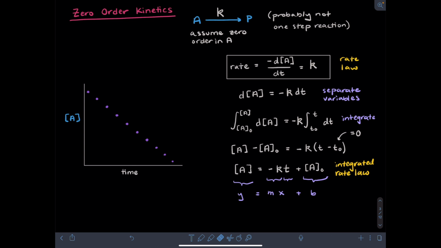If you looked at a graph of a reaction that is zero order in A, and you plotted the concentration of A with respect to time, your data would look something like this. The slope of this line is equal to negative of the rate constant k, and the y-intercept is your concentration of A at time 0, however much you put into your reaction.